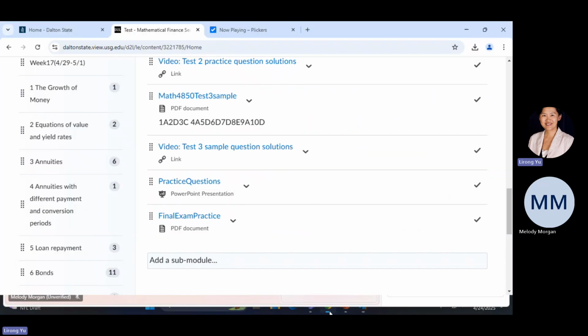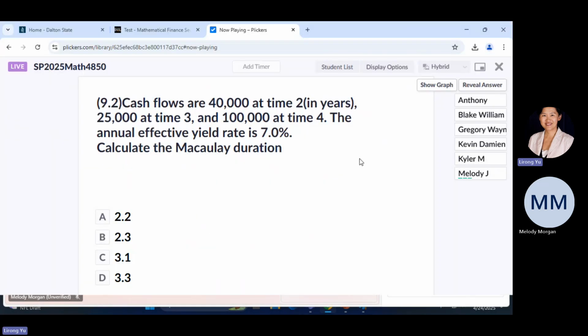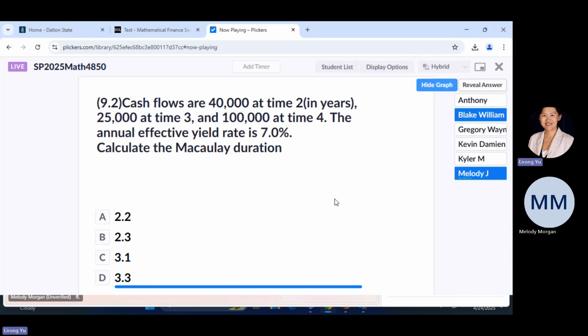Let me see if you already have your answer. Calculation for the Macaulay duration. Still waiting for it to respond. Okay, thank you. Let me know if you already have the answer. Okay. Sorry, thank you. So 3.3. That's a calculation practice of calculating Macaulay duration.